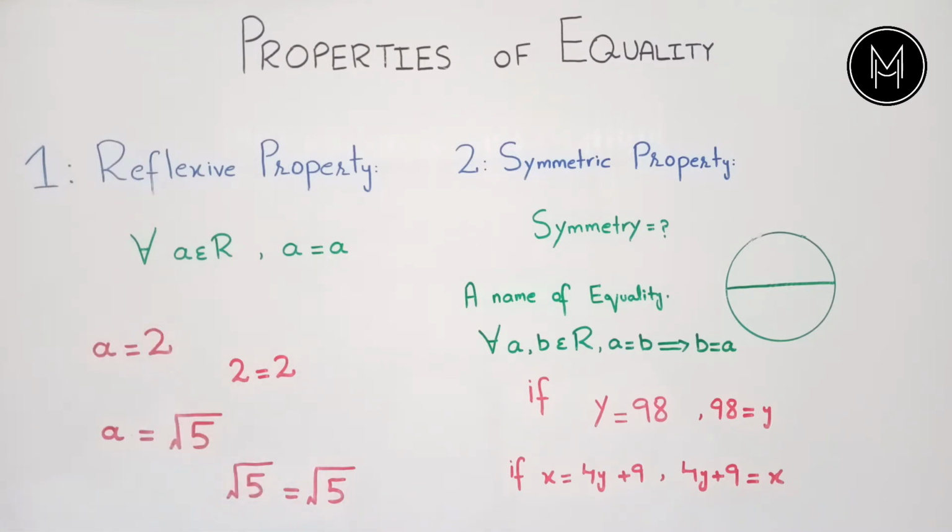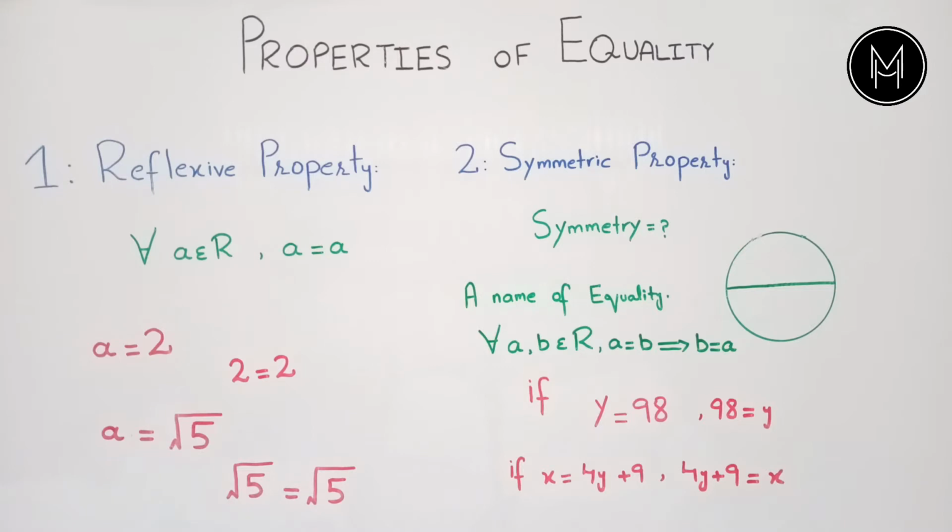Let's take another number. Let's say we have the real number root 5. Now, is there any number that can be equal to root 5 in the set of real numbers other than root 5? The answer is no. Only root 5 can be equal to root 5 in the set of real numbers. So this is the reflexive property.